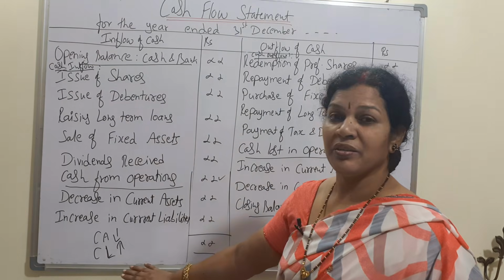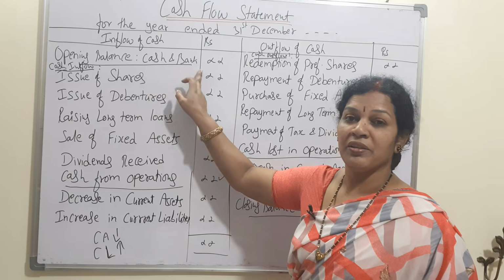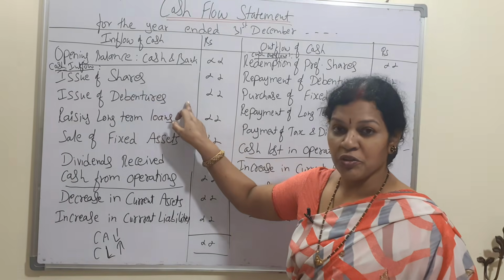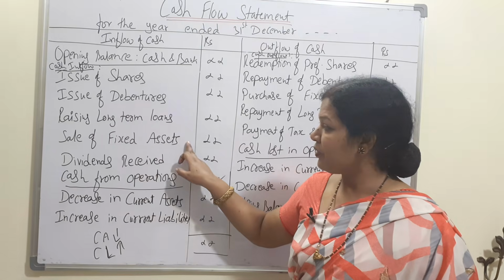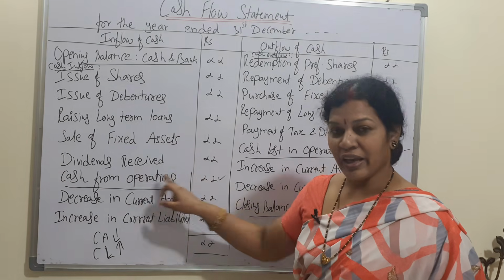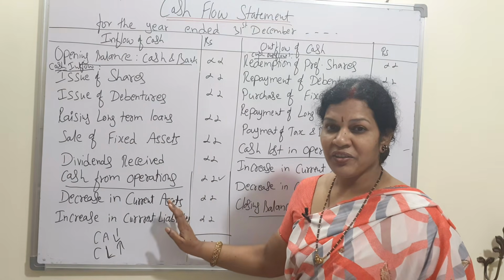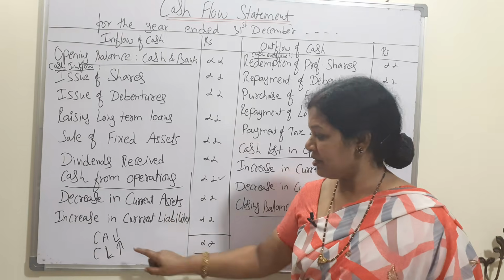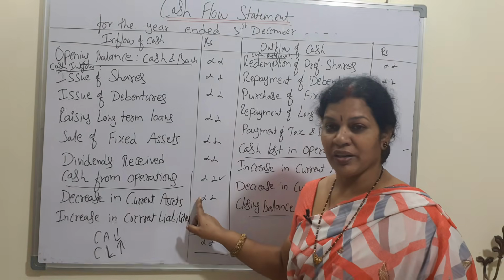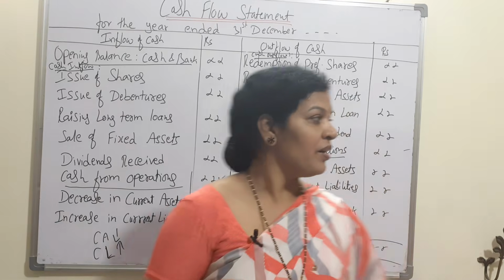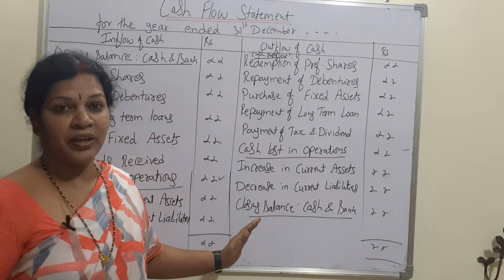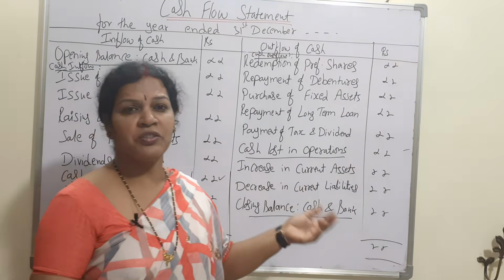So we have written on the debit side opening and closing balances and issue of shares, issue of debentures, raising of long-term loan, and sale of fixed assets, dividends received, cash from operations, and the effect of current assets and current liabilities. Current asset decreasing, we'll write here. Current liability increasing, we'll write here. Now coming to the outflow of cash. Outflow means cash is going out.